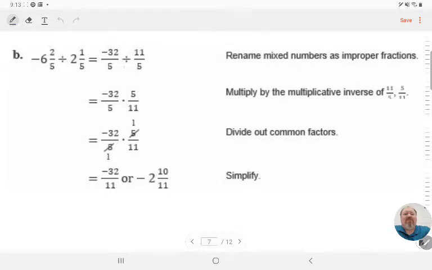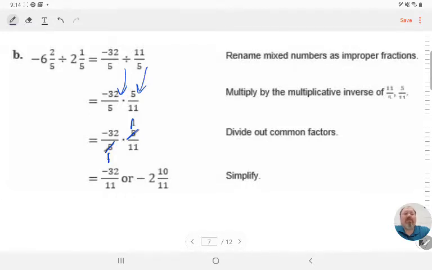Then we change the division to multiplication and change 11/5 to its reciprocal of 5/11. And then we can simplify. 5 goes into 5 1 time, and 5 goes into 5 1 time. Then we multiply straight across, and we get -32/11. And then 11 goes into 32 2 times. That's 2 times 11 is 22, so it gives me a remainder of 10. So I would have -2 and 10/11.